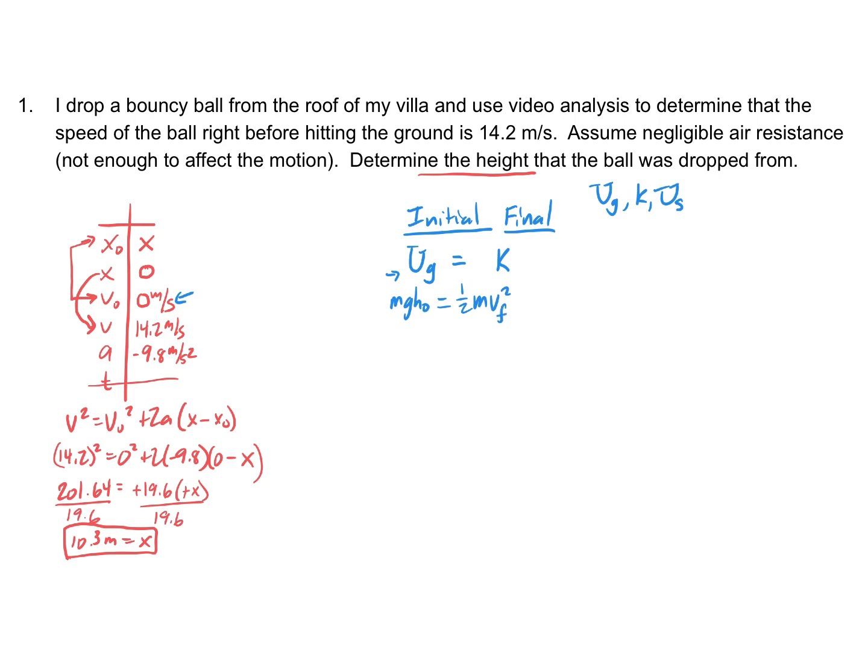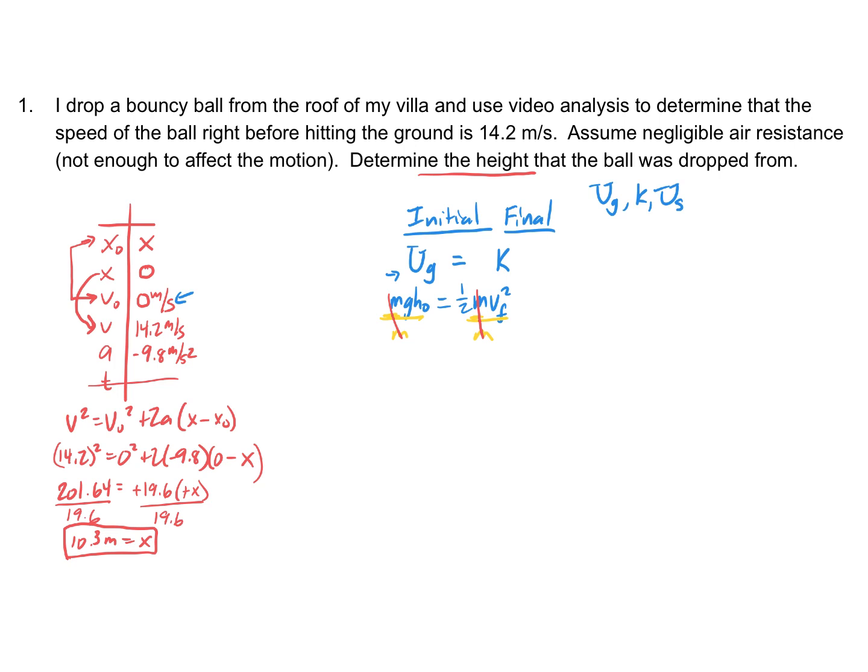And you'll notice that I didn't give the mass of the ball in the question. It really doesn't matter because see how mass is on both sides here? I've got mass here and mass here. And so if I divide this side by mass and divide this side by mass, those masses are actually going to cancel out. And so it really doesn't even matter that I don't have the mass.